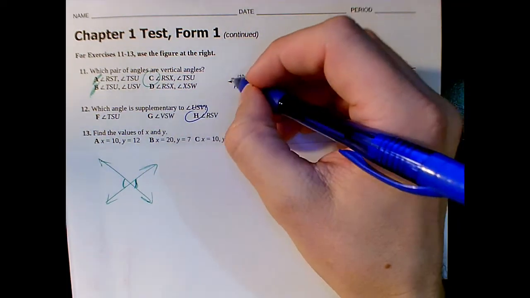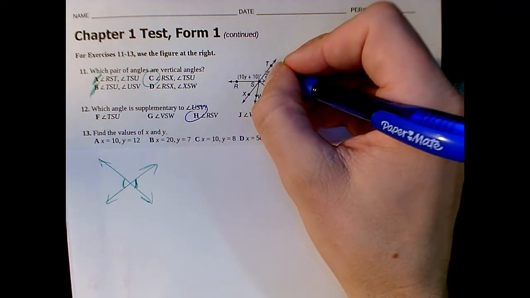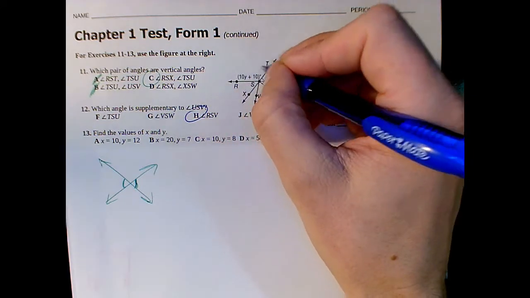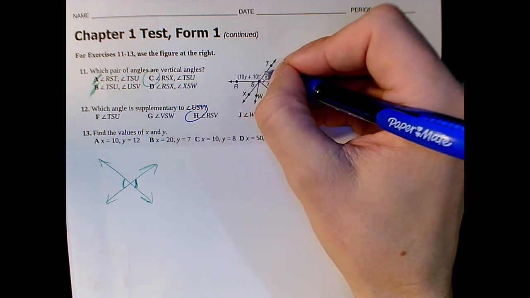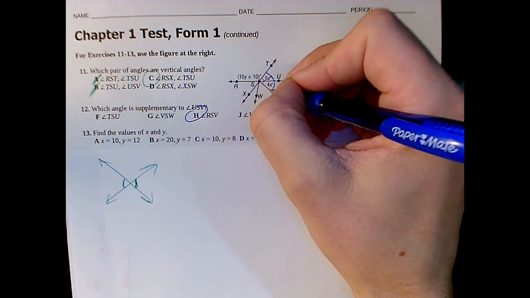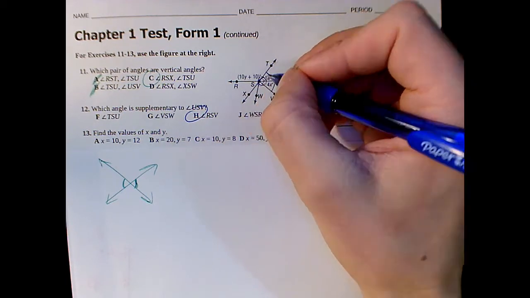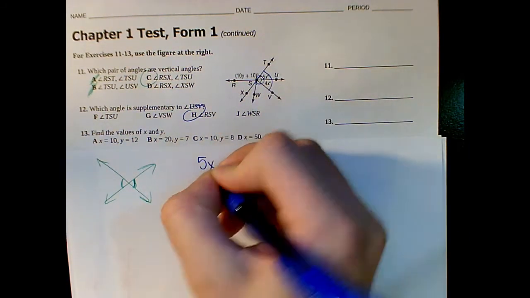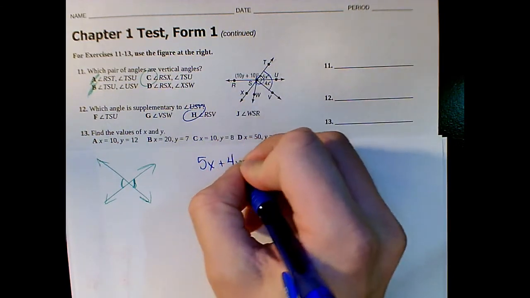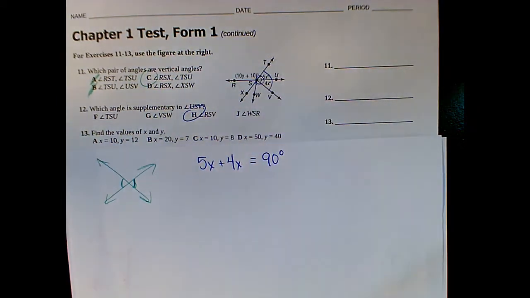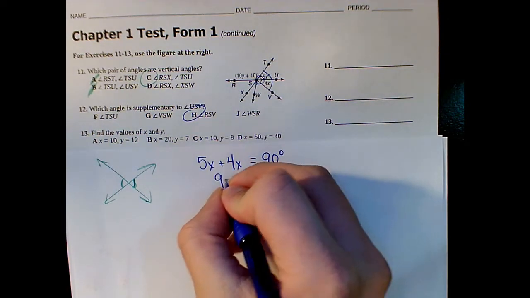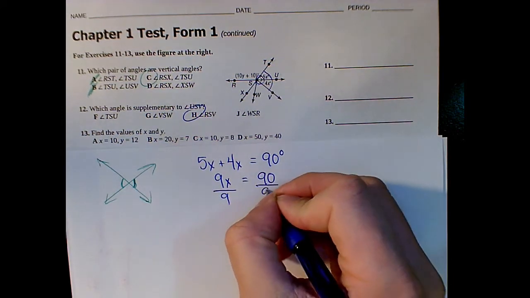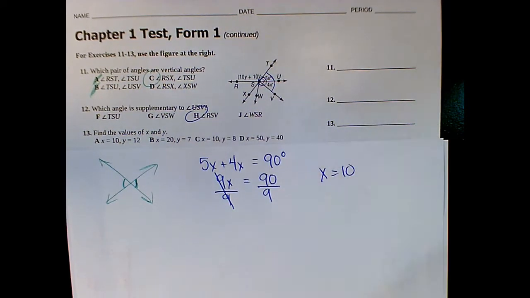Find the values of X and Y. All right, let's do the X first. I think that's the only way that we can do it. I see that these two angles form a right angle. So I can say that this angle right here, 5x, plus that angle right there, 4x, is going to equal a right angle, which is 90. Combine like terms and divide by 9, and I have x equals 10.